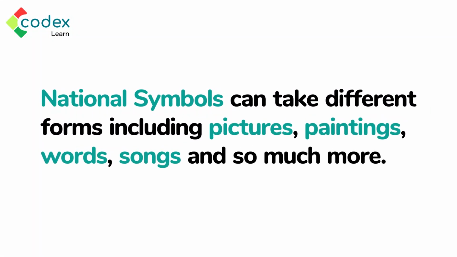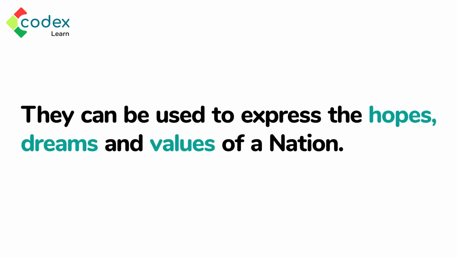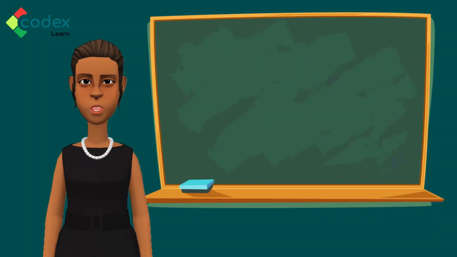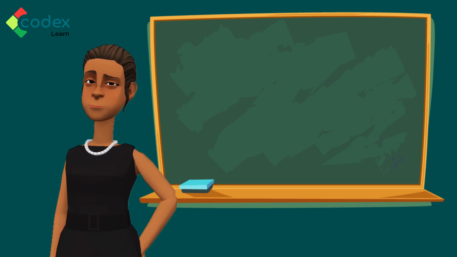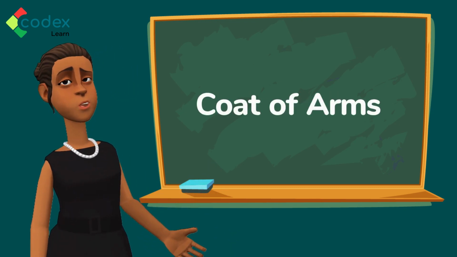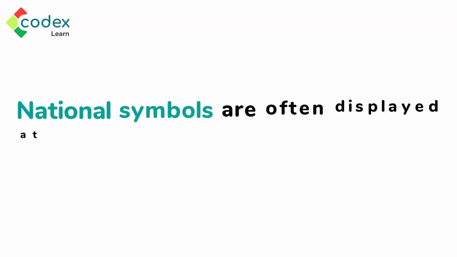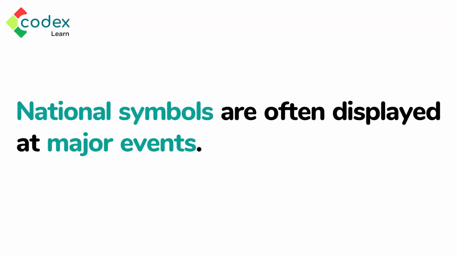National symbols can take different forms, including pictures, paintings, words, songs, and so much more. They can be used to express the hopes, dreams, and values of a nation. National symbols can be an instrument of pride and unity. Some of the national symbols that are common across the world include a national flag, coat of arms, and the national anthem. National symbols are often displayed at major events.